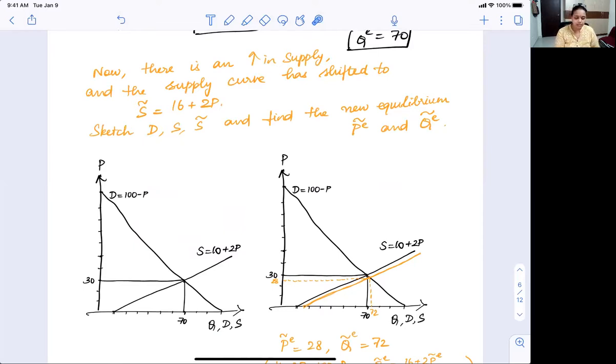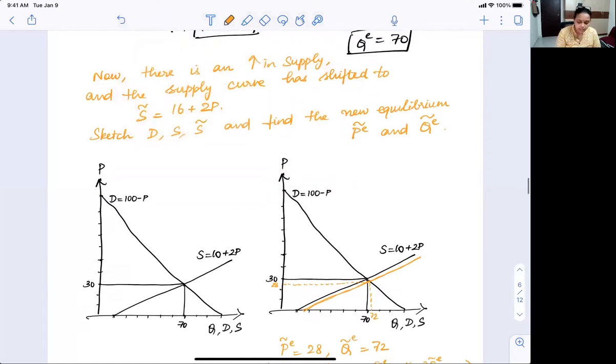Now I plot out the demand curve, which is given to me as 100 minus p, and use the standard way in which you would plot the equation. You get 100 minus p, and then supply is 10 plus 2p, and these two intersect at price 30, quantity 70. We have equilibrium. Now supply has shifted, we're told that it's 16 plus 2p, and that is given by this new orange line.